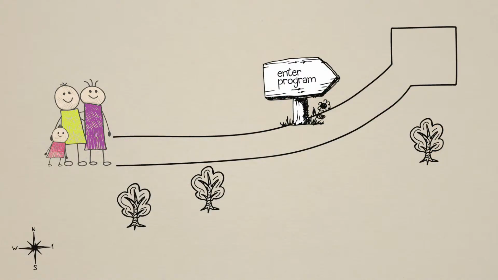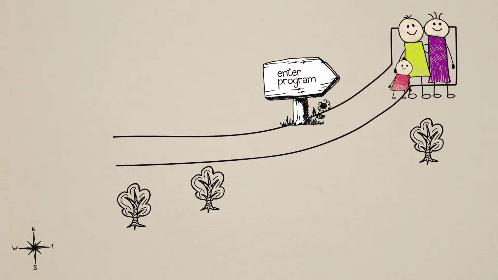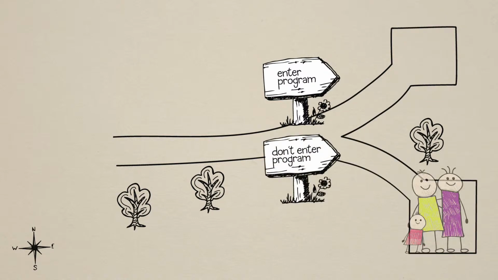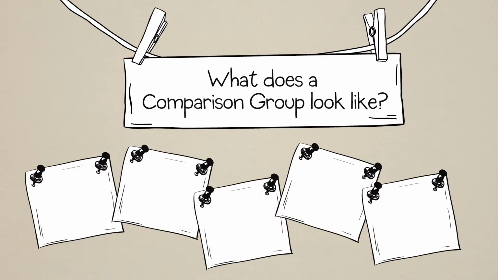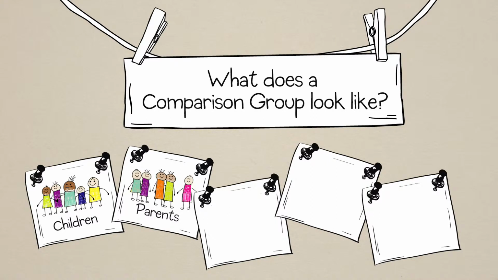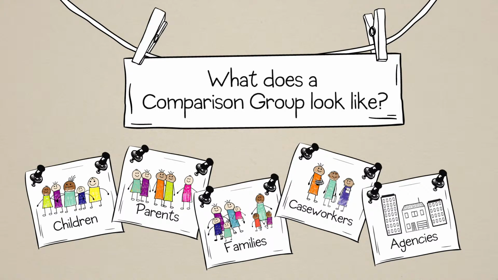A comparison group can help us answer this question because it gives us a systematic way of predicting what would have happened to children and families if they had not received the program or service in question. So what does a comparison group look like? Well, no matter what we're evaluating, a comparison group will always consist of units. That's a researchy word which in child welfare most often refers to children, parents, families, caseworkers, or agencies.